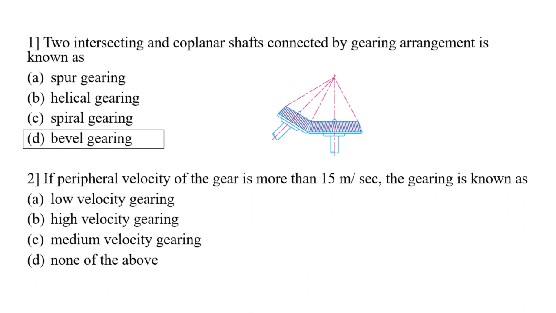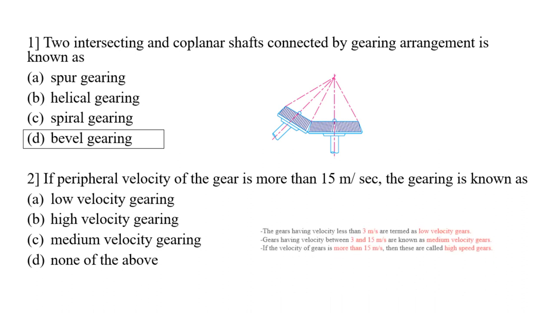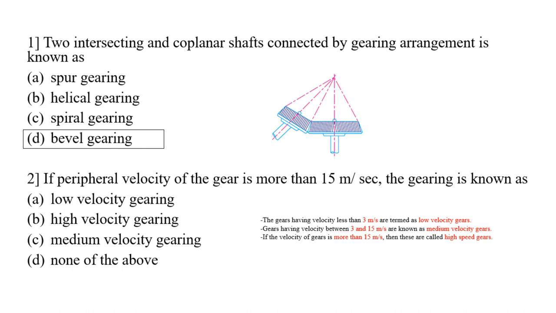Second, if peripheral velocity of the gear is more than 15 meter per second, the gearing is known as. We have studied in the previous lecture that if the gear velocity is less than 3 meter per second, this type of gear is termed as low velocity gear. If velocity is between 3 to 15 meter per second, these are termed as medium velocity gears. If velocity is more than 15 meter per second, then these are called high speed gears. So the correct option for this will be high speed or high velocity gears.